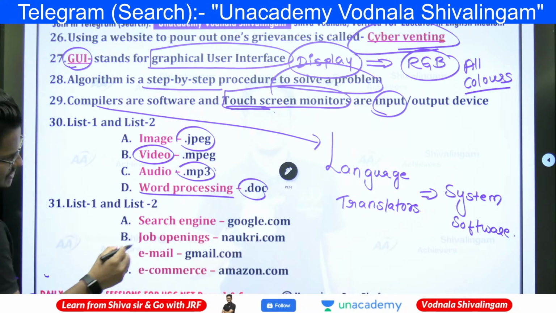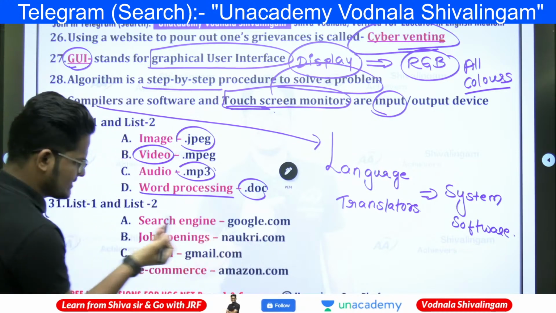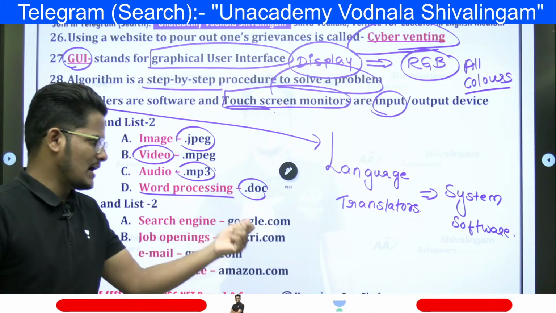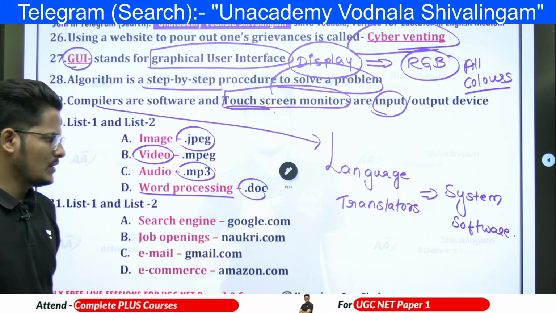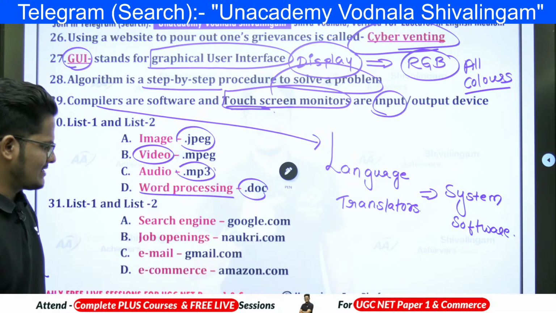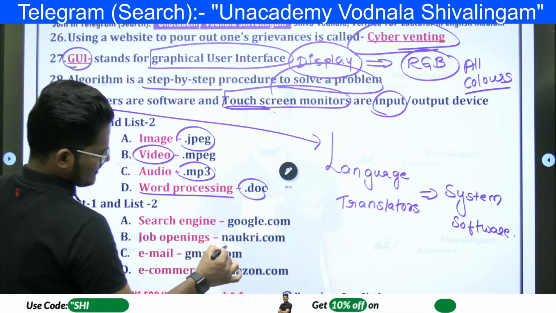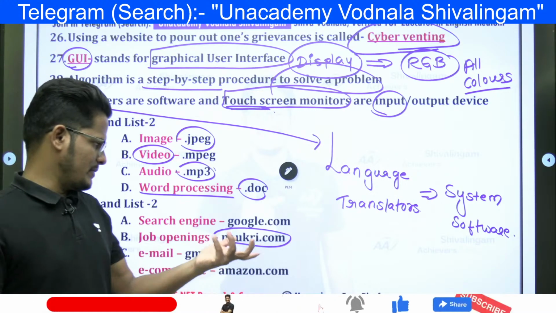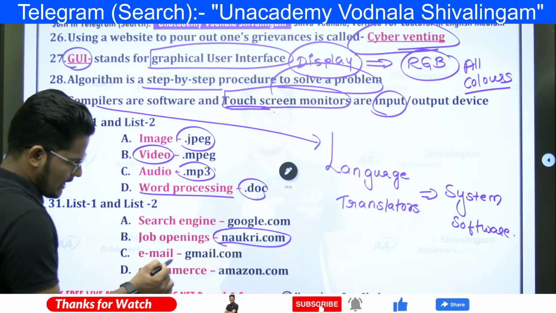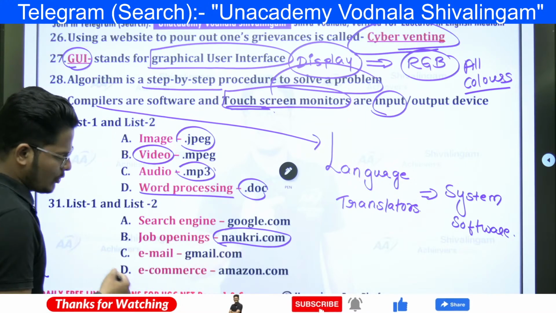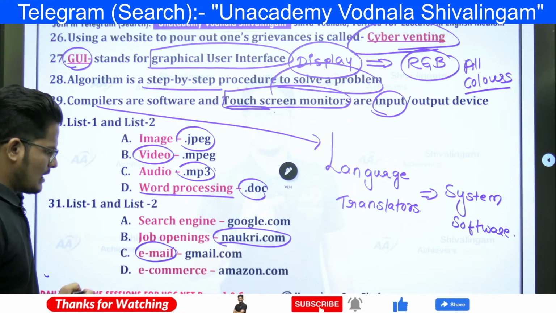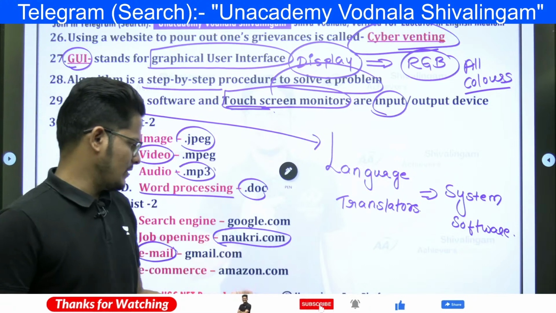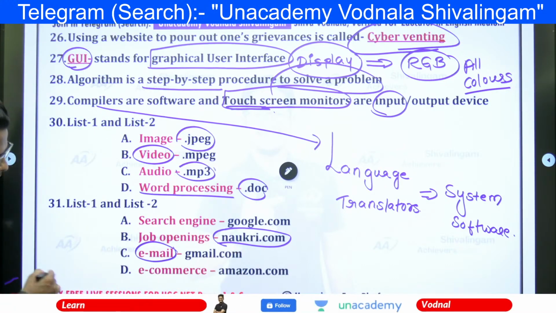Next is search engines. Google.com is a search engine, like Bing.com, Ask.com, DuckDuckGo.com and Yahoo.com. All those are search engines. For job openings, we use Naukri, Monster.com, Fresherworld.com and Relevel. Gmail and Outlook Mail are part of email. And Amazon, Myntra, Flipkart, Snapdeal are all e-commerce websites.